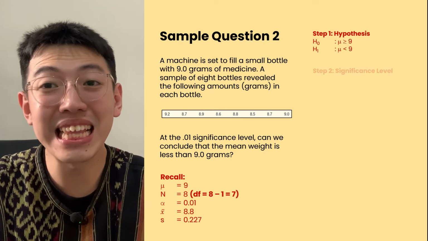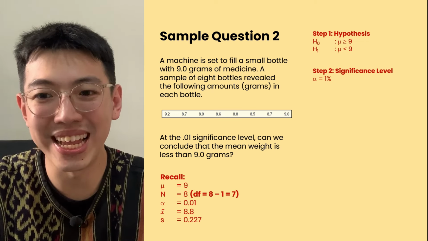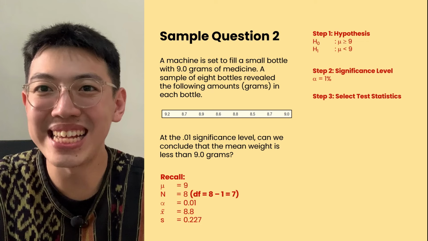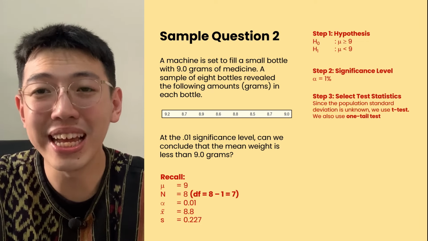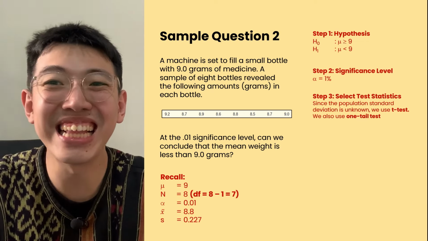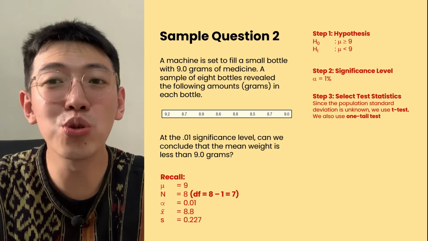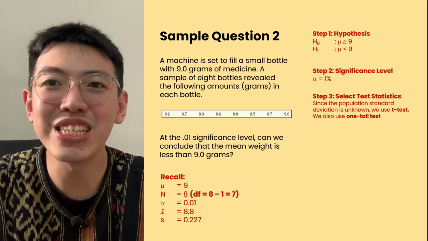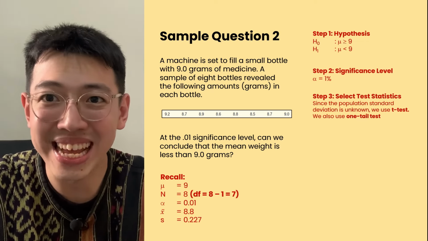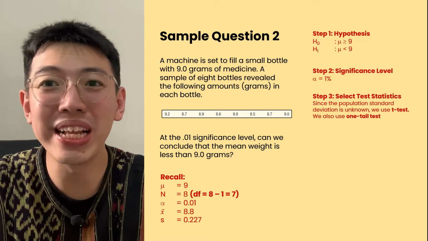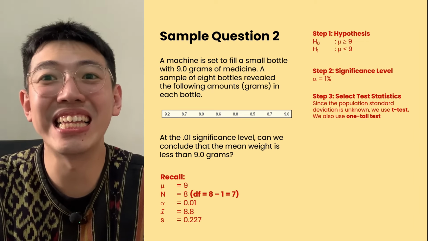The significance level will be 1%. Alpha equals 1%. The third step, select the test statistic. Since the population standard deviation is unknown, in addition, the sample size is less than 30, so we use the t-test. But in this t-test, we use a one-tail test, since the H0 and H1 are larger than or equal and also less than. In addition, since the H1 is less than, the test will be a one-tail test on the left.